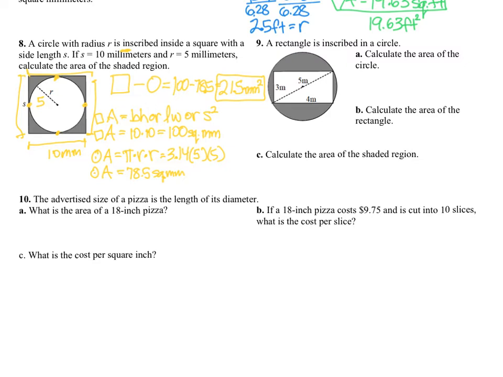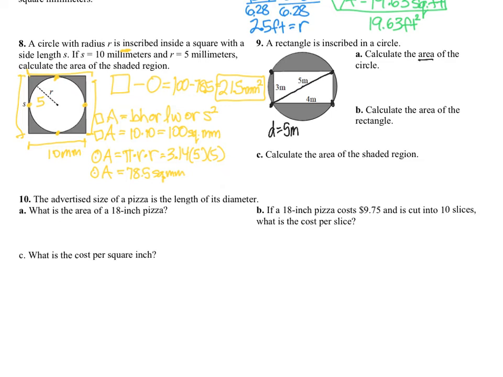Calculate the area of the circle. Now see, they give us no information. It just says that the rectangle is inscribed in the circle. Inscribed means that these points, whether or not they look like it, are touching the circle. That's important because that means that this diagonal that they gave us of the rectangle is the diameter of the circle. So I know that the diameter equals 5 meters.